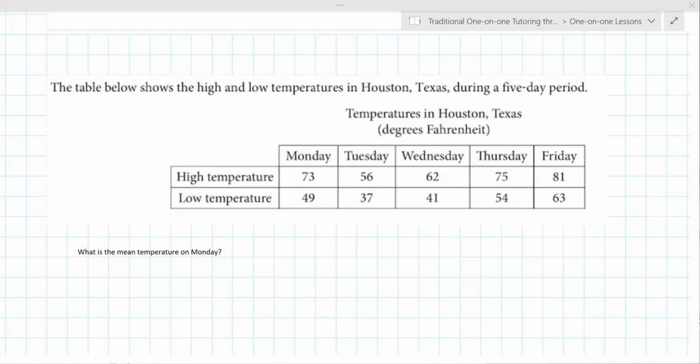What is the mean temperature on Monday? Should I add 73 and 49? Yes. And I'm glad you asked. That's great. 122. Say that one more time. 122. Yeah, but what's the average? Divide by 2. 61. Very good.